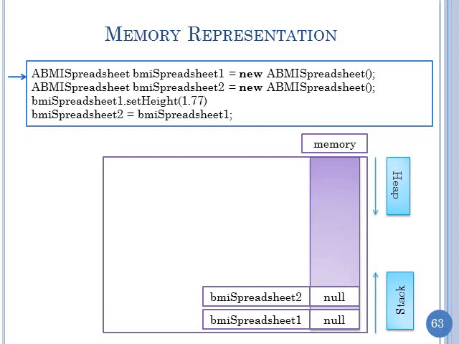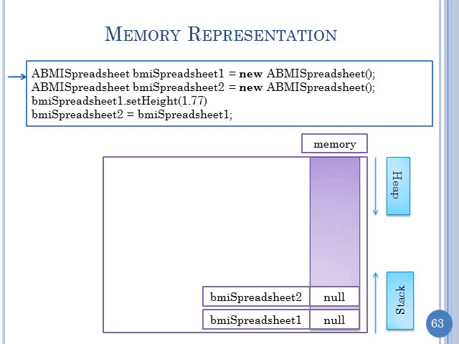So here's some code. You've got BMI spreadsheet 1, which is assigned a new BMI spreadsheet. BMI spreadsheet 2, which is assigned another new BMI spreadsheet. Then on BMI spreadsheet 1, we call the set height method. And then BMI spreadsheet 2, we assign to that BMI spreadsheet 1.